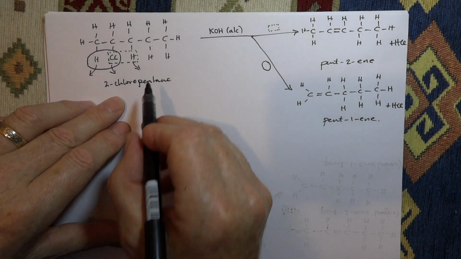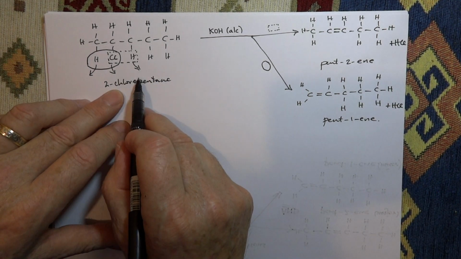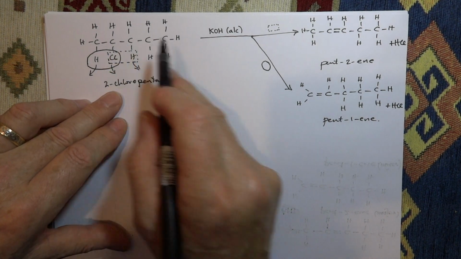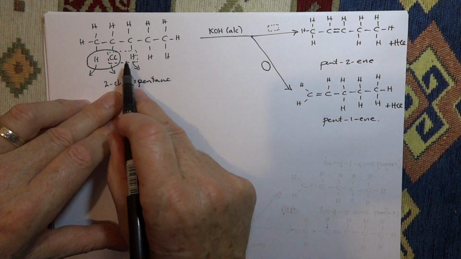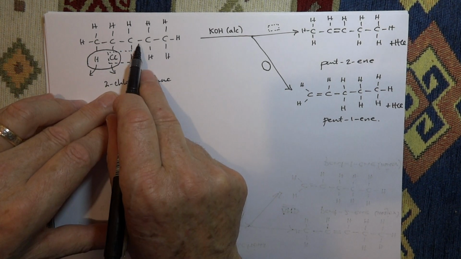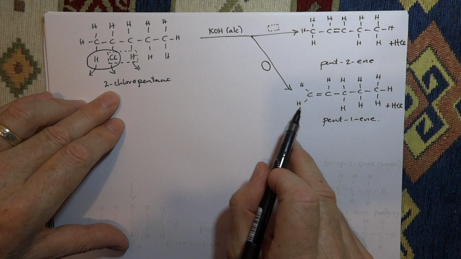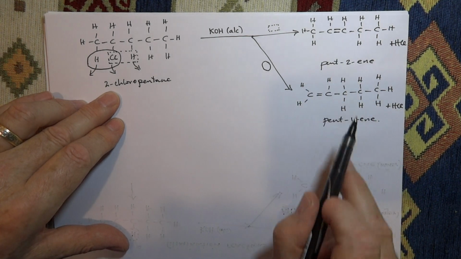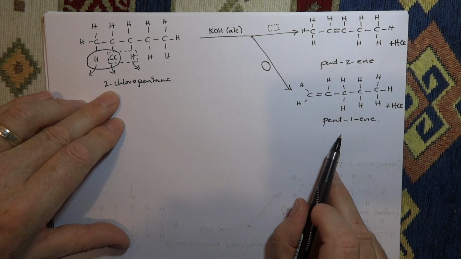Another thing about elimination reactions is they always convert a saturated molecule into an unsaturated one. In other words, we have singly bonded carbons in this reactant molecule, but in the product molecules there is a double bond between the carbons in the chain.